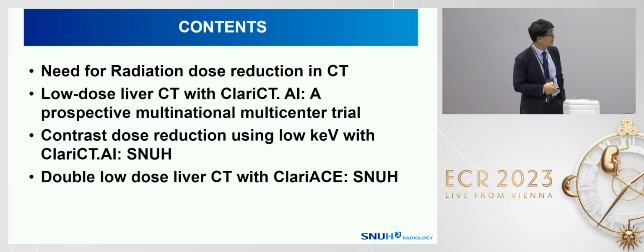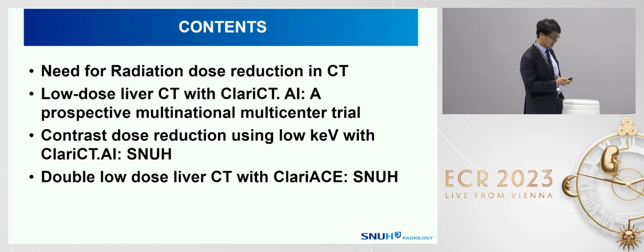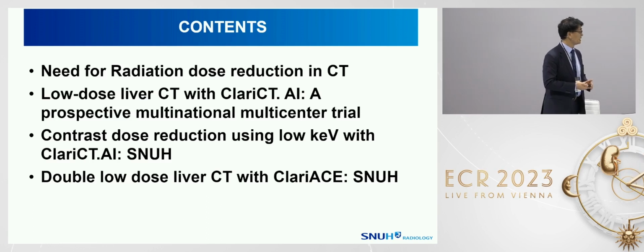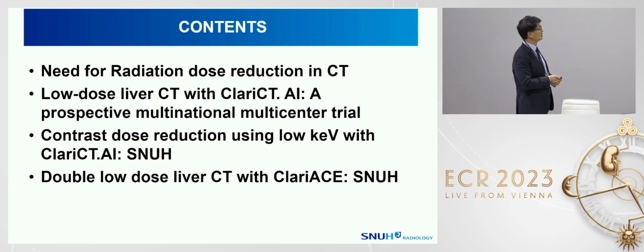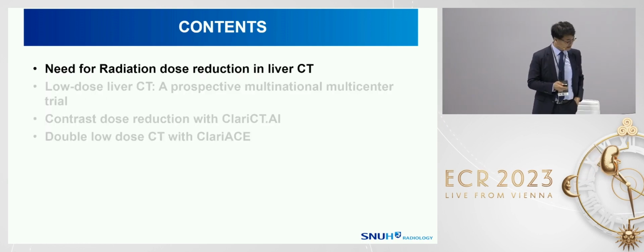To begin, first I'd like to discuss the clinical need for radiation dose reduction in CT, and then I will share the recent multi-center clinical trial of low-dose liver CT using ClariCT. Next, I will discuss potential contrast dose reduction using low kV images using ClariCT.AI. And finally, I will share the result of a randomized clinical trial of double low-dose liver CT using ClariACE.